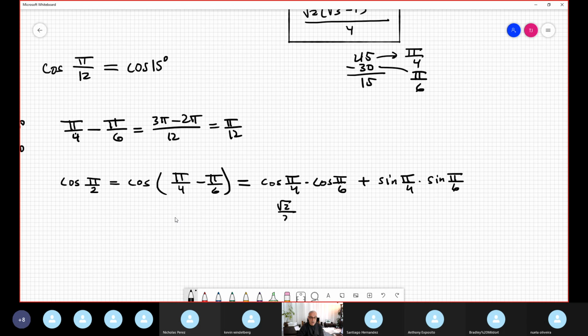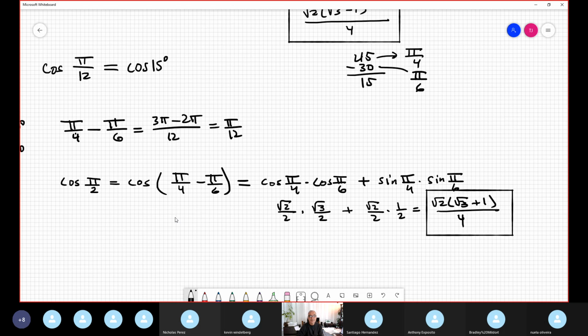This is radical 2 over 2, according to the table. This is 1/2. No, it's radical 3 over 2. Let me see, cosine pi over 6 is radical 3 over 2, yes. Plus radical 2 over 2 times 1/2. Similar manipulation: 2 times 2 is 4, the LCD is 4, and radical 2 is a common factor, so it's radical 2 times radical 3 plus 1, over 4. Similar answer, but this is plus, not minus.